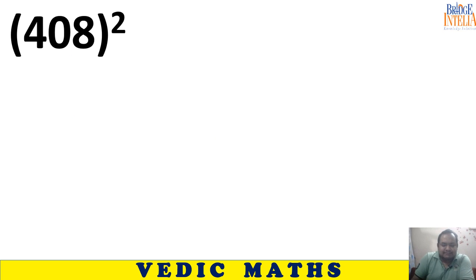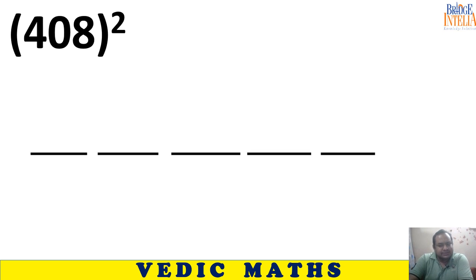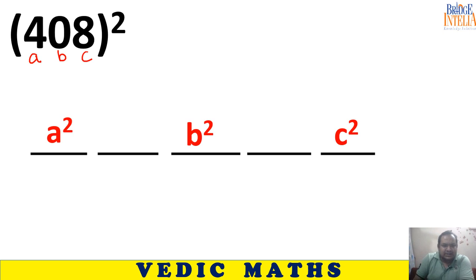Let us take one more example. So 408 whole square. So there are 5 blank spaces. Let's fill these blank spaces first. So 4 is equal to A, 0 is equal to B, 8 is equal to C. So let us see what we have to write. A square, B square, C square. So A square is 16. So we will write 16 here. B is 0. So B square is 0. C is 8. So C square is 64.